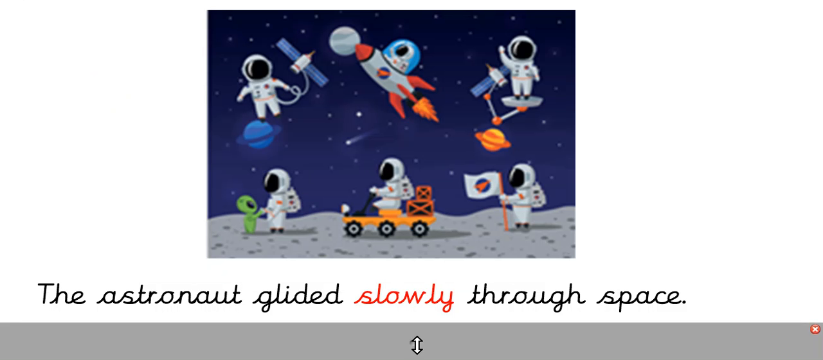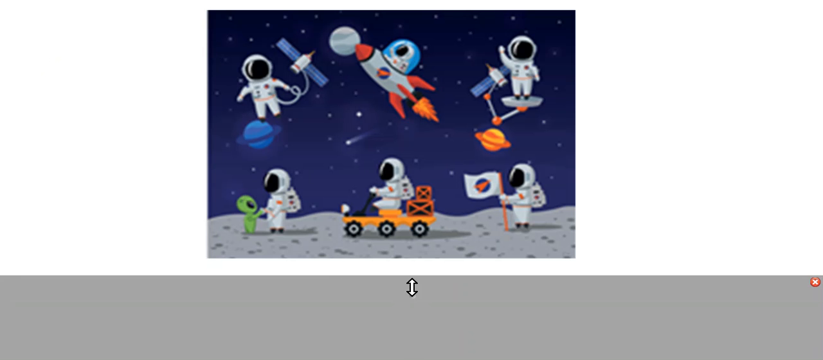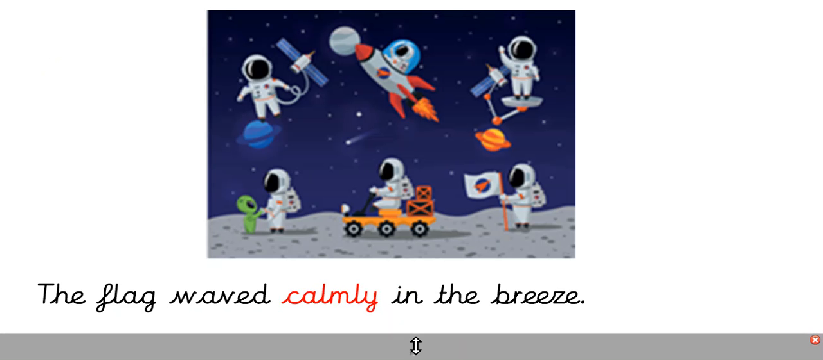So you could do something like, the astronaut glided slowly through space. My verb there is glided because that is the action, and I've described how he's doing it by using my adverb slowly. Another one you could have is the flag waved calmly in the breeze. So waved is my verb because that is the action, that's what the flag is doing. And then calmly is describing how the flag is waving. It's describing how the verb is doing it.